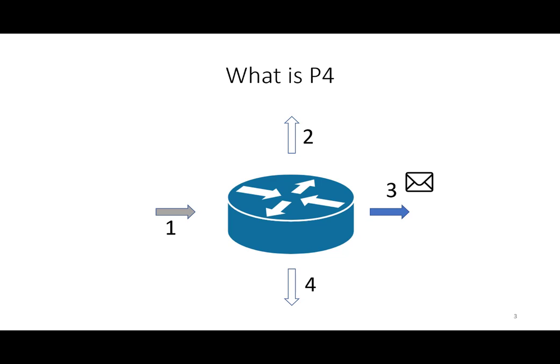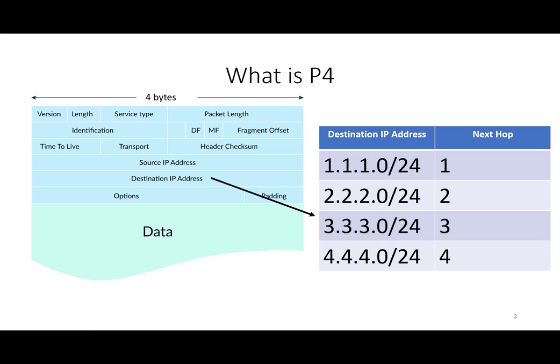The main problem with this approach is that this technology is pretty much fixed. Here the number of bytes in the destination IP address is fixed, so how many hosts it can support is limited by these 4 bytes, and also how it forwards. It will match the destination IP address with this routing table. This is how it works, and you cannot change this behavior of the data plane, right?